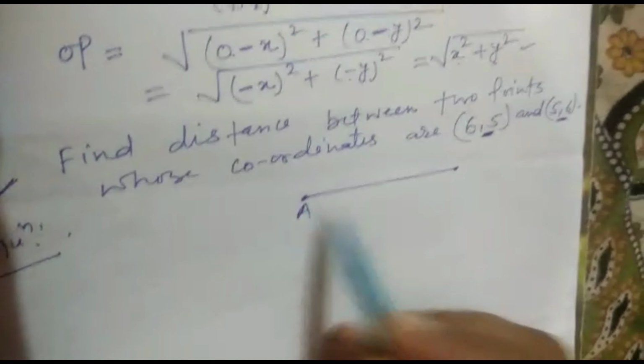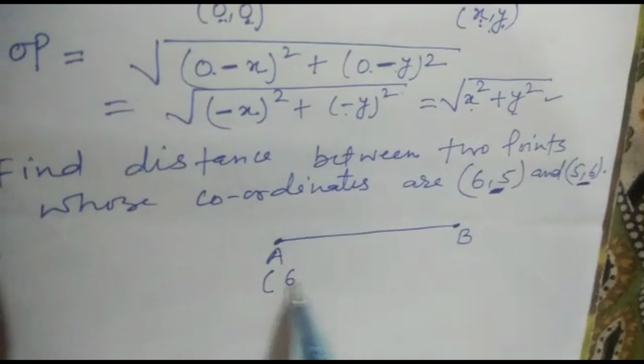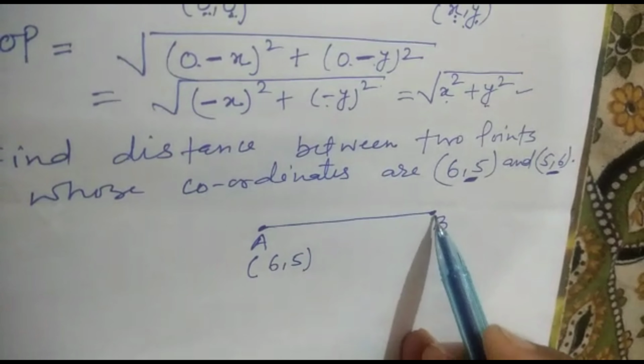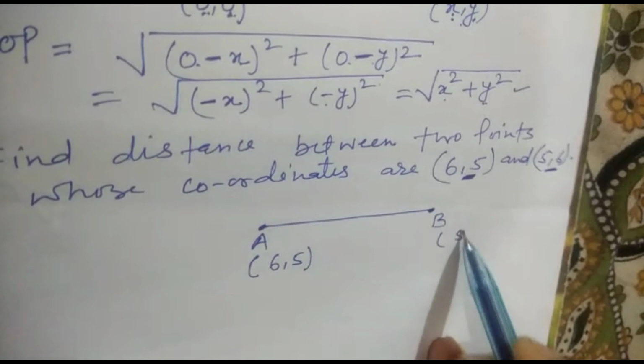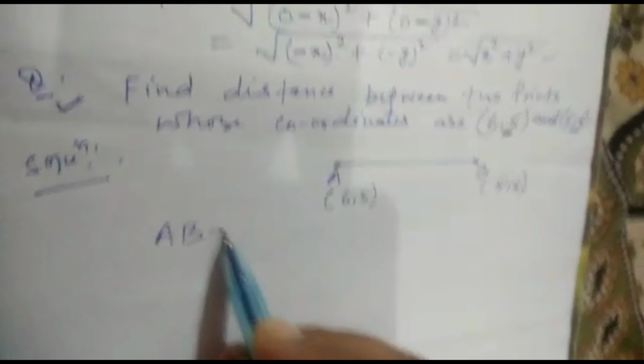Suppose that this point is A and this point is B. The coordinates of the first point A are given as (6, 5) and the coordinates of the second point B are given as (5, 6). Now we have to find the distance AB.